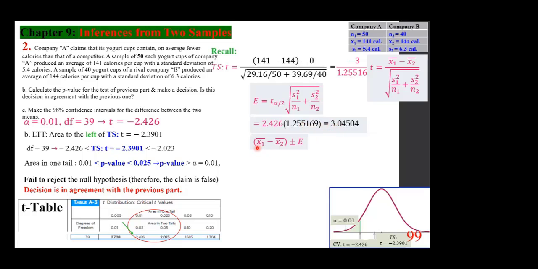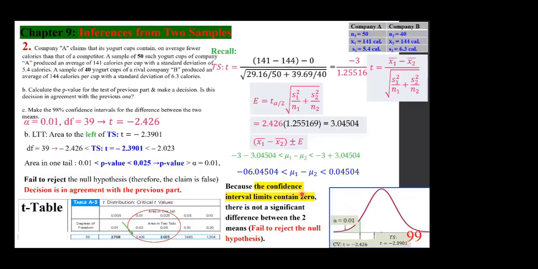Now I have that. What about x1 bar minus x2 bar? I already have it as negative 3. I'm going to add and subtract this number. So what am I trying to say? Calculation of confidence interval will be extremely fast if you hold on to your numbers that you calculated for the previous step. As you can see, the numbers are between negative and positive. Because the confidence interval limits contain 0, there is not a significant difference between the two means, which gives us the same result as the test of hypothesis.